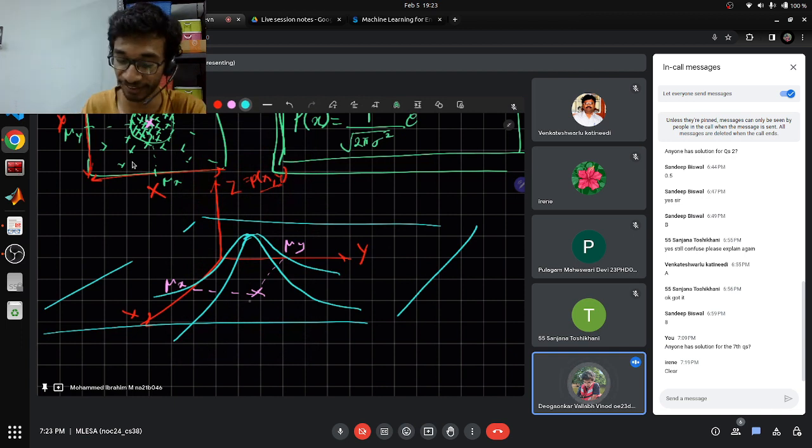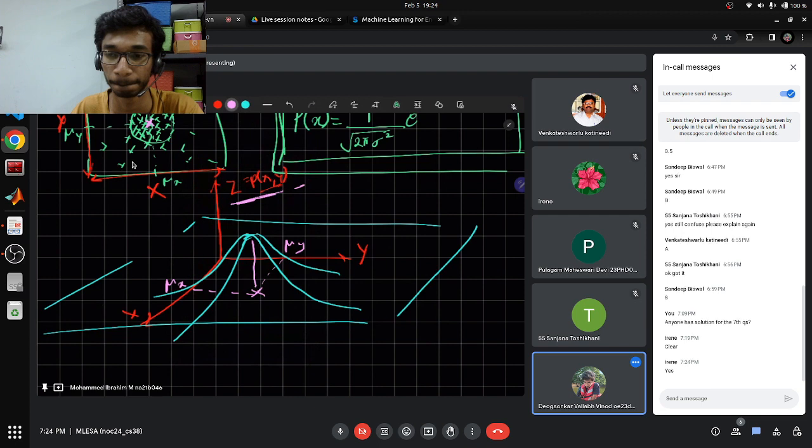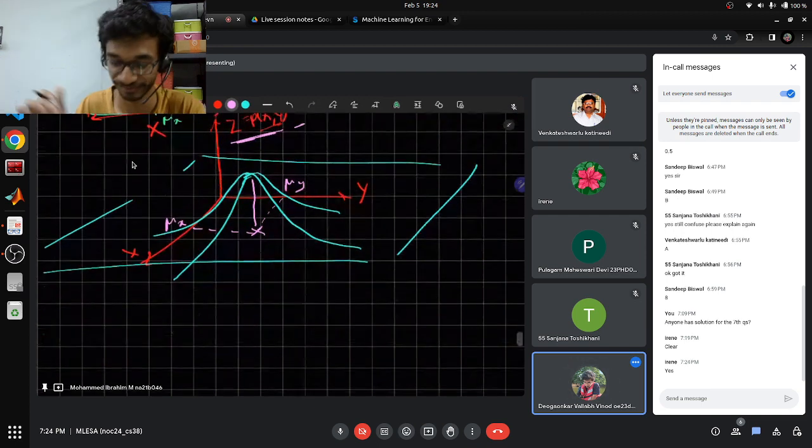So this is just the probability, and the hilltop is exactly coinciding with this point mu x comma mu y, and as you go away from this, the probability is going to reduce. That's why z is reducing below, but at mu x comma mu y it's the highest. Is this clear? Yeah, thank you.